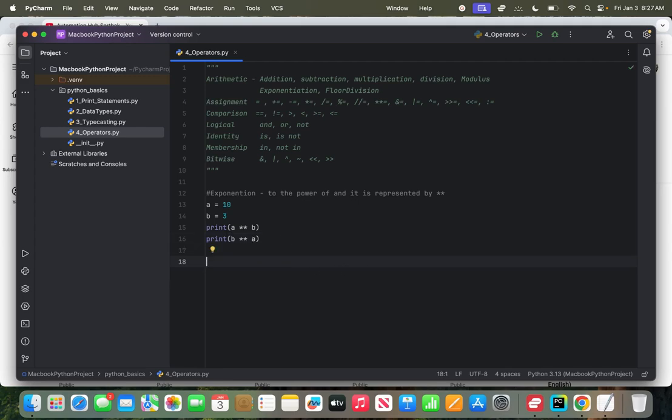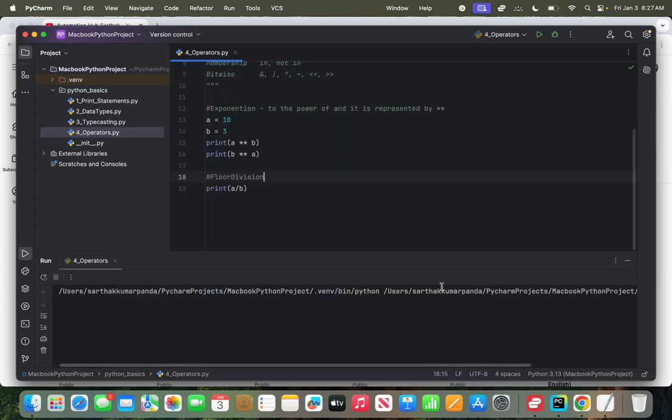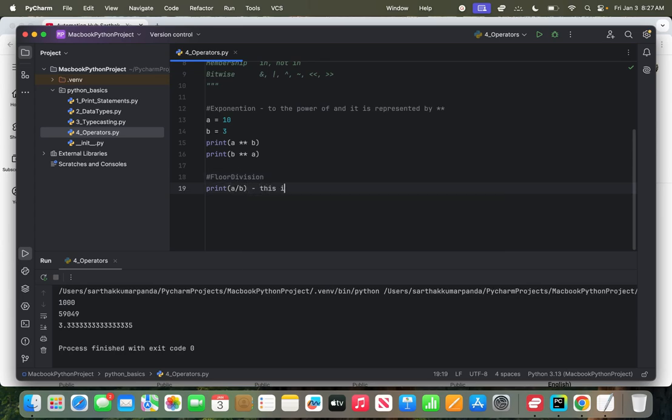Okay, now the next one which is important is floor division. So now what is floor division? See, if I do here print A divided by B, what will be the output? 3.333. That means 10 divided by 3. Simple, right? This is simple division. No problem. 10 divided by 3 is 3.33.